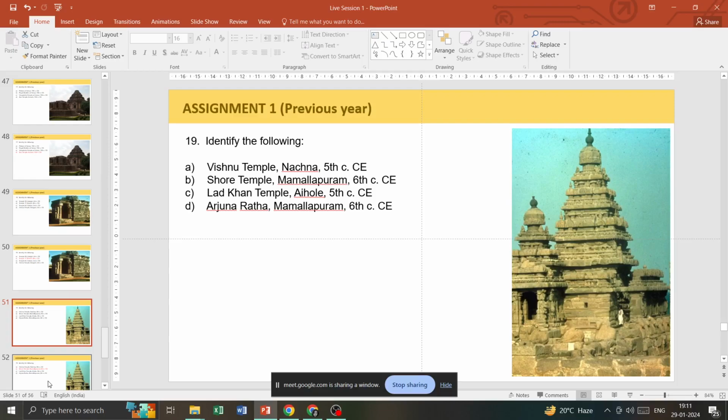I don't know if you remember it or not. This is actually Shore Temple, Mamallapuram, 6th century CE. It's a complex of temples and shrines that overlooks the shore of the Bay of Bengal. It is located in Mahabalipuram, which is 60 kilometers south of Chennai in Tamil Nadu. And this is also a UNESCO World Heritage Site, if I'm not wrong. I'll check about it. And yeah, it is a UNESCO World Heritage Site.